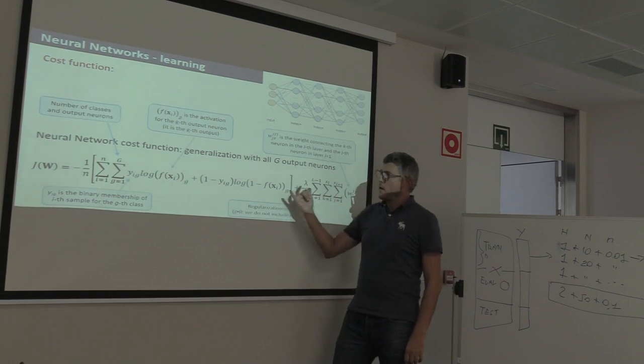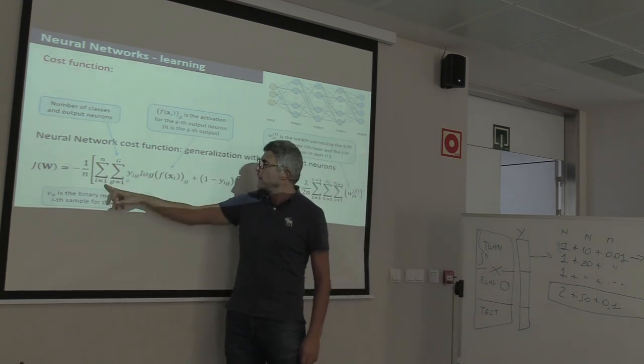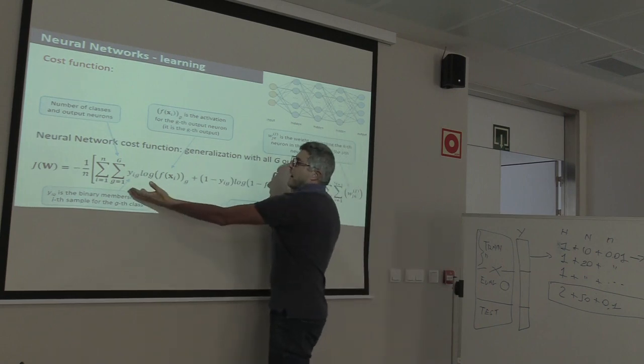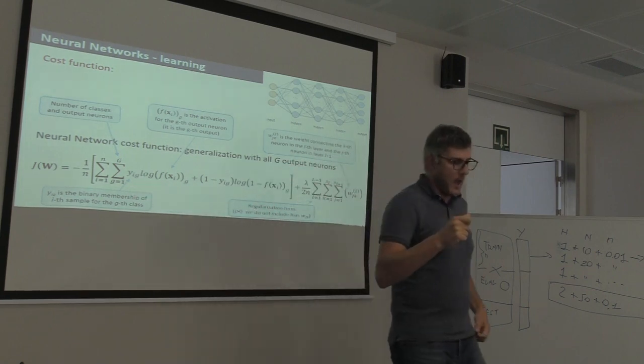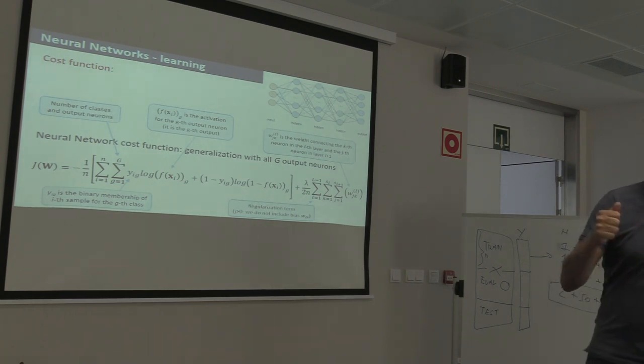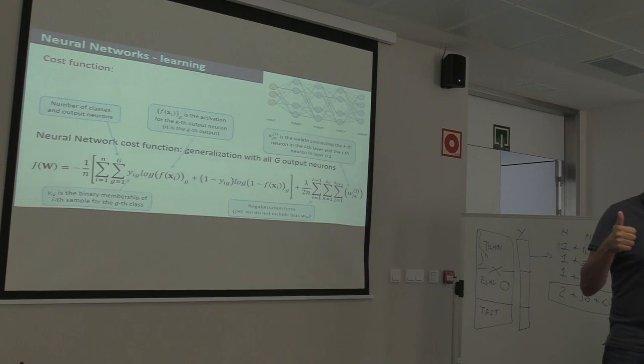Here, if you look, this part is related to how good is the prediction you get as output with respect to the real class. So you remember if you have two classes, 1 and 0, you want samples of class 1 to get an output which is very close to 1.